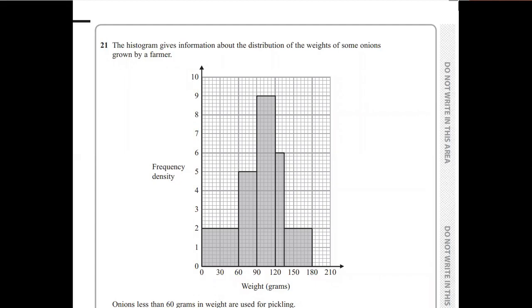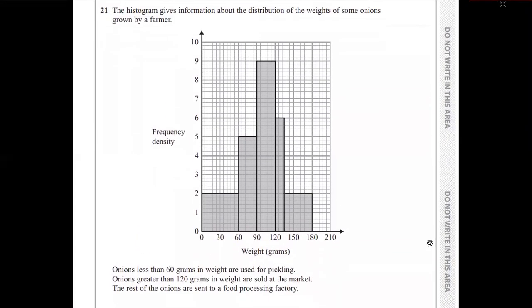Question number 21. The histogram gives information about the distribution of the weights of some onions by a farmer. And if we look at this histogram, on one side, like all of the histograms do, there is frequency density, and on the other side there is weight in grams. And there are three statements there. First statement says onions less than 60 grams in weight are used for pickling. Onions greater than 120 grams in weight are sold at market. The rest of the onions are sent to a processing factory.